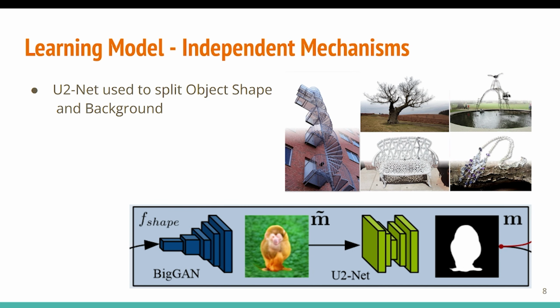So let's go into what an independent mechanism really is. Let's talk about U2Net. U2Net is another model that's used to split an object from its background. And so our independent mechanism for shape uses this U2Net to generate a mask, which is this black and white image.